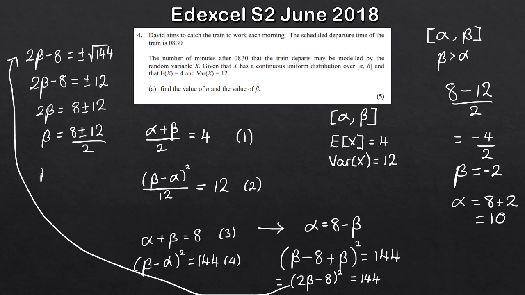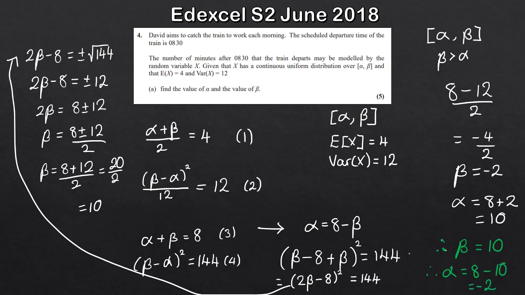So in that case, beta is 8 plus 12 divided by 2. So 8 plus 12 is 20 over 2 gives us 10. So because that's equal to 10, all we need to do is plug this back into here. So therefore, just do it in a different colour. Let's do it in a light green. So in this case, beta is equal to 10, and alpha is 8 minus beta, so 8 minus 10, giving us minus 2. Okay, so our interval, if we want to write it over here, is minus 2 to 10. Okay, and there we have it.